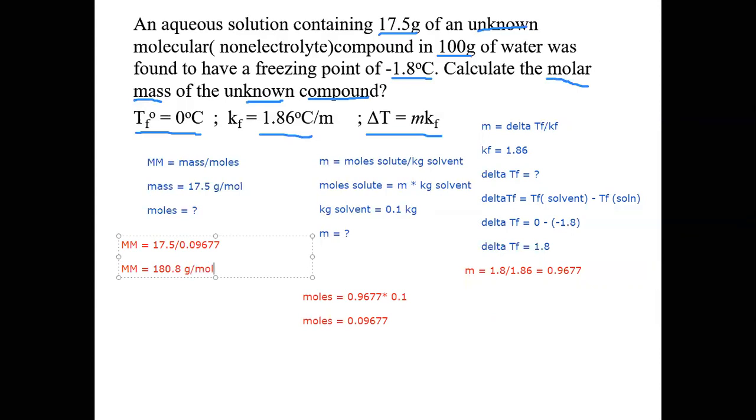grams per mole. So again, whenever you're asked to calculate the molar mass of a compound, you need to know the mass and the moles. Generally, the mass is given to you. You have to find the moles, so you have to use the other information given to you in the problem to find the moles of your, for example, non-electrolyte. And then once you know the mass and the moles, you can calculate the molar mass.